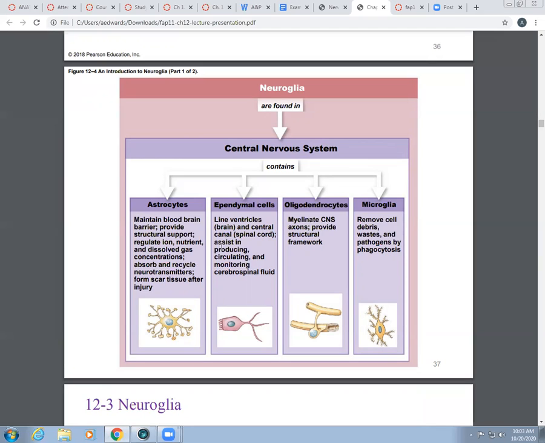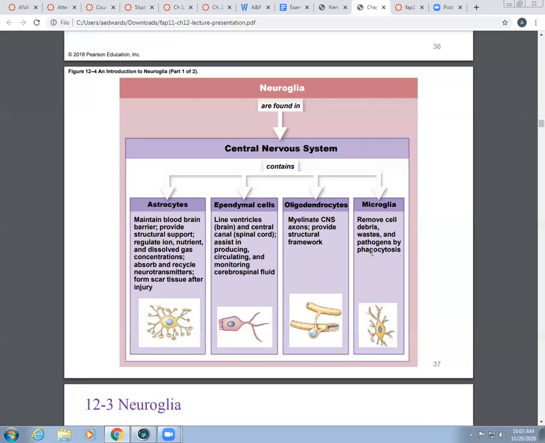The ependymal cells, they're going to line your ventricles in your brain. We'll learn about what those ventricles are, as well as your central canal in your spinal cord. And they help with making, circulating, and monitoring your cerebrospinal fluid. Your oligodendrocytes, they provide myelin for your axons in the central nervous system. They'll be wrapping around the axons.